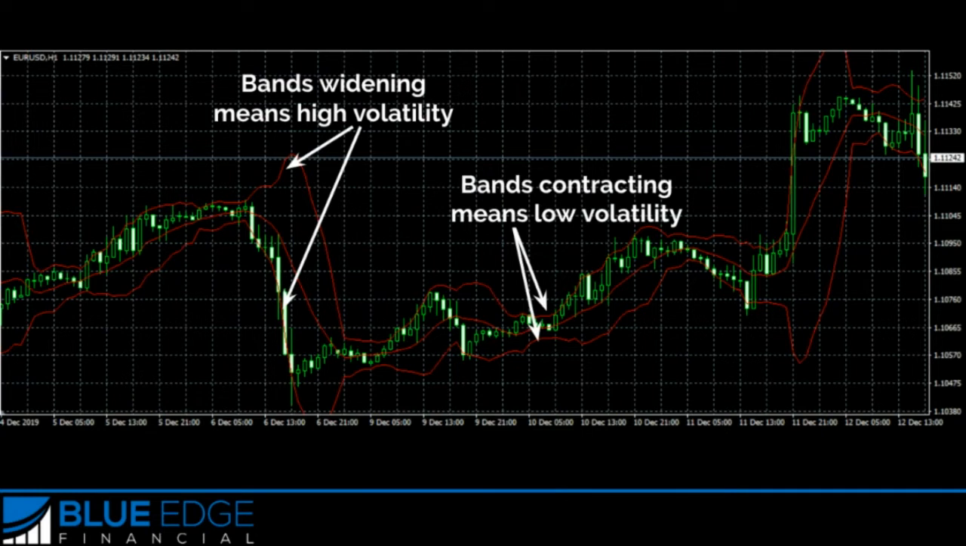But it is important to know how to read the market in relation to these 3 lines. When the bands contract, it tells us that volatility is low. When the bands widen, it tells us that volatility is high. Once again, for more of a refresher, you can go back to the Bollinger Band section.